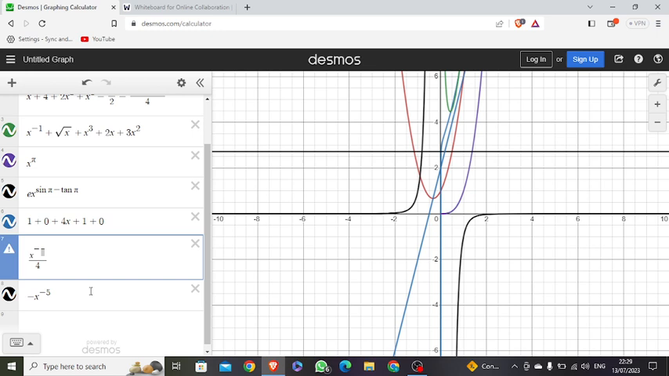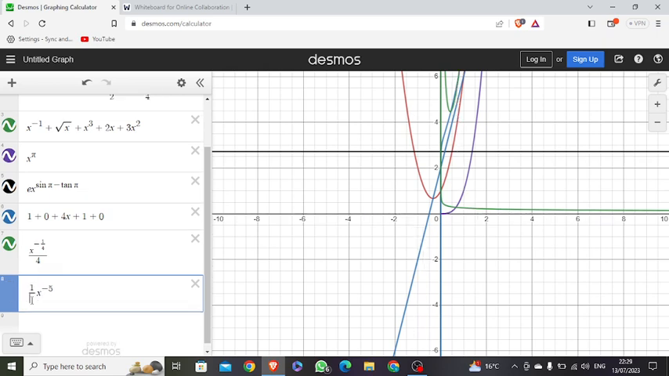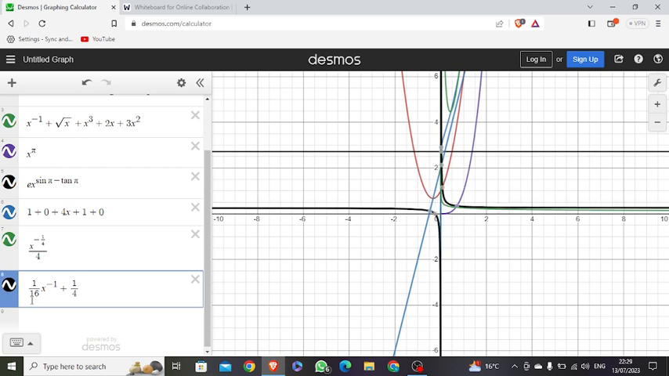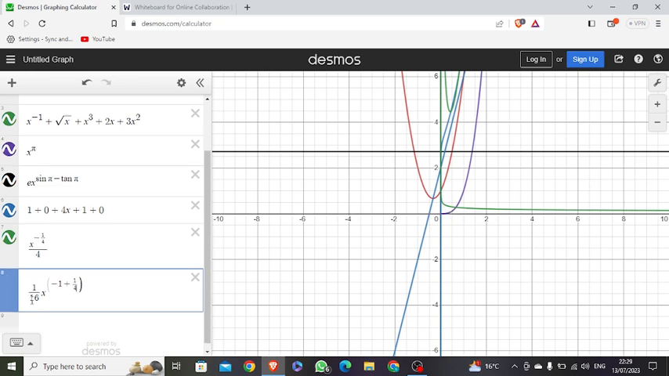X to the power minus a quarter. Okay, X to the power minus a quarter will be, then it will be, okay, 1/4 squared, which is 1/16 of x to the power minus 1 and 1/4. So I should write that as a mixed fraction, but of course let's just do it like this for now.